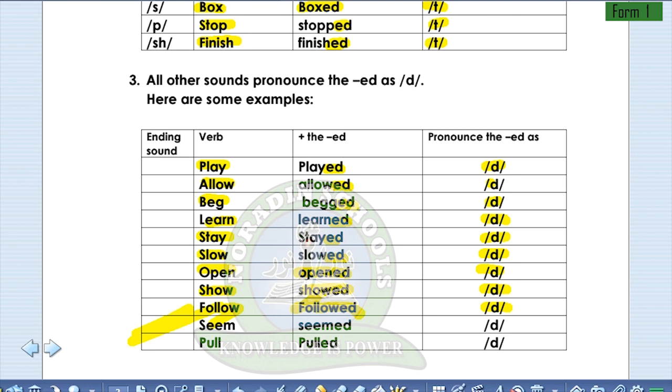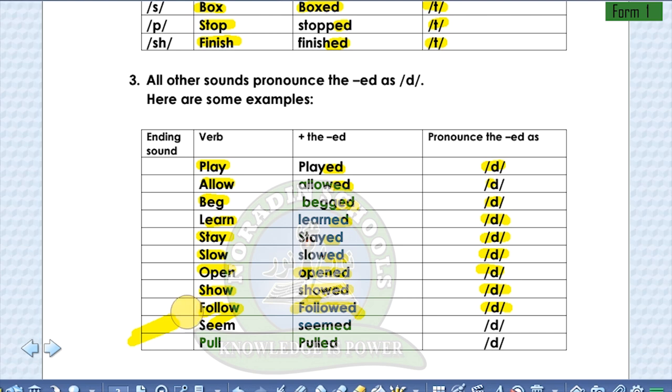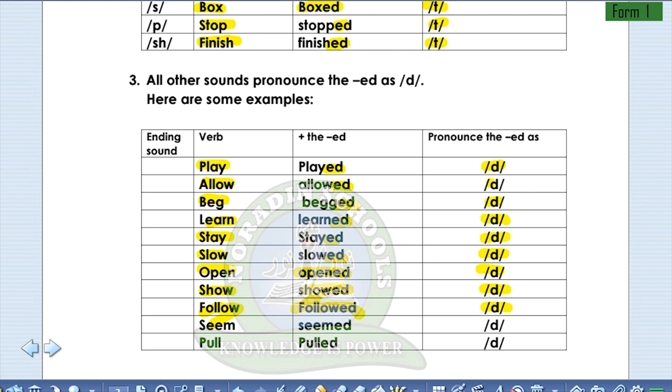Seem, seemed. Don't say "seem it." You should say seemed. You end with D, not "it." And the last word is pull, pulled. Don't say "pull it." You should pronounce it as pulled, end it with D.